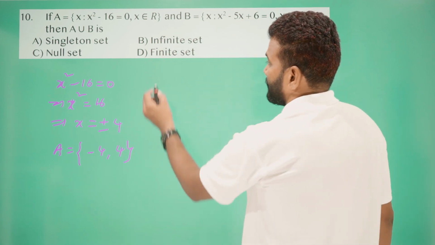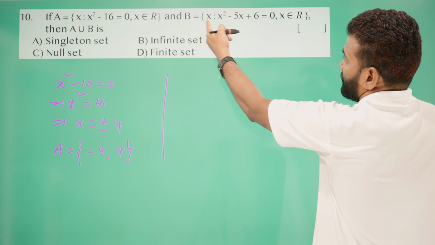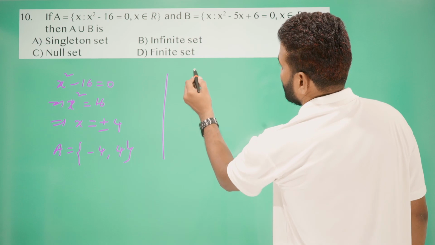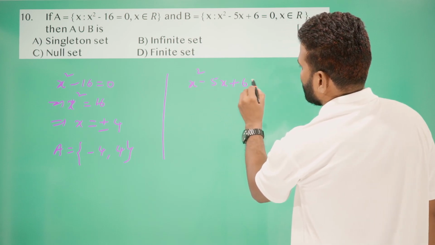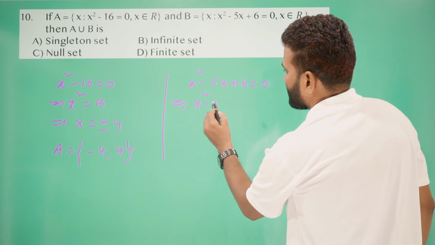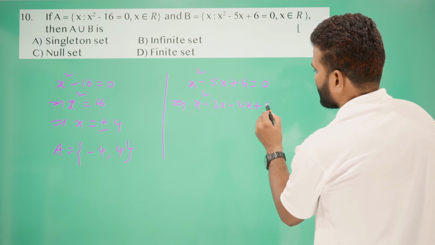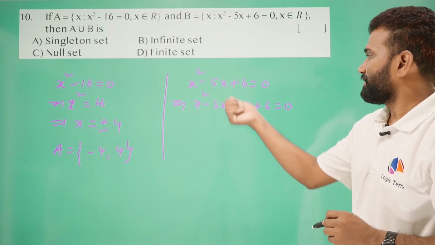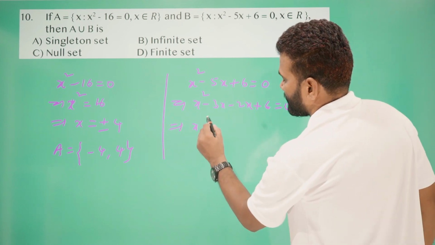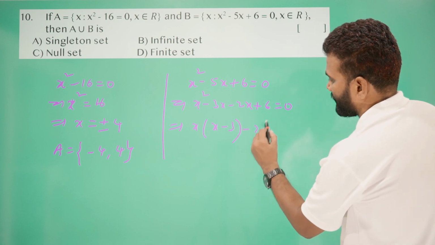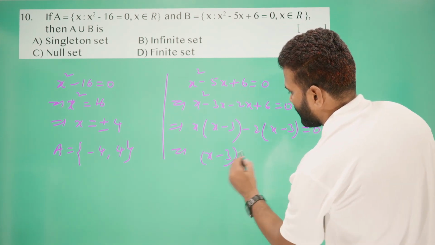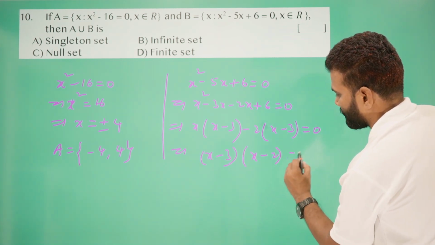Clear? Here we have set B: x square minus 5x plus 6 is equal to 0, another quadratic equation. So we will split and factorize. x square minus 3x minus 2x plus 6 is equal to 0. Since we split minus 5x into minus 3x minus 2x, together we get minus 5x. Here we will take x common, so x into x minus 3. Here we will take minus 2 common, minus 2 into x minus 3 is equal to 0. Further this becomes x minus 3 into x minus 2 is equal to 0.